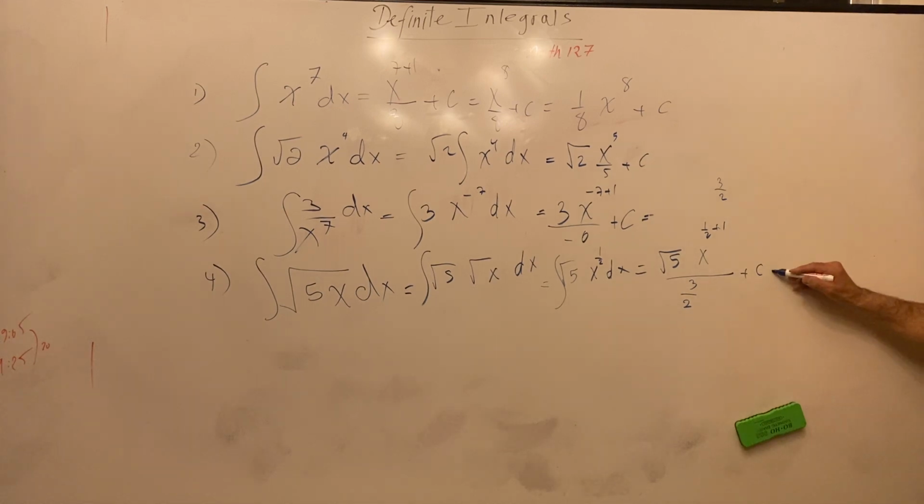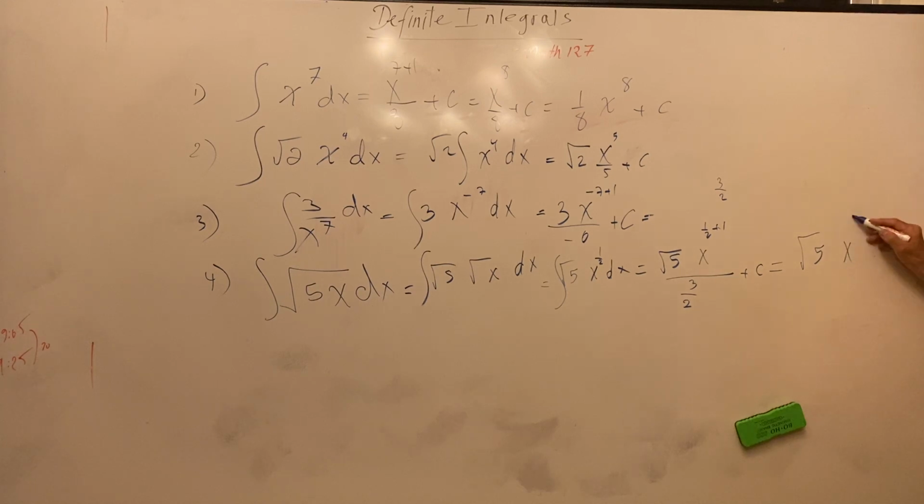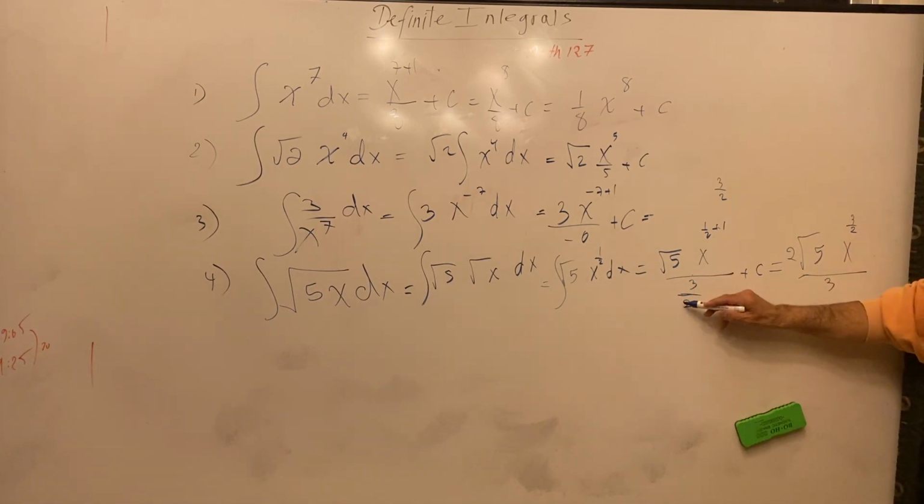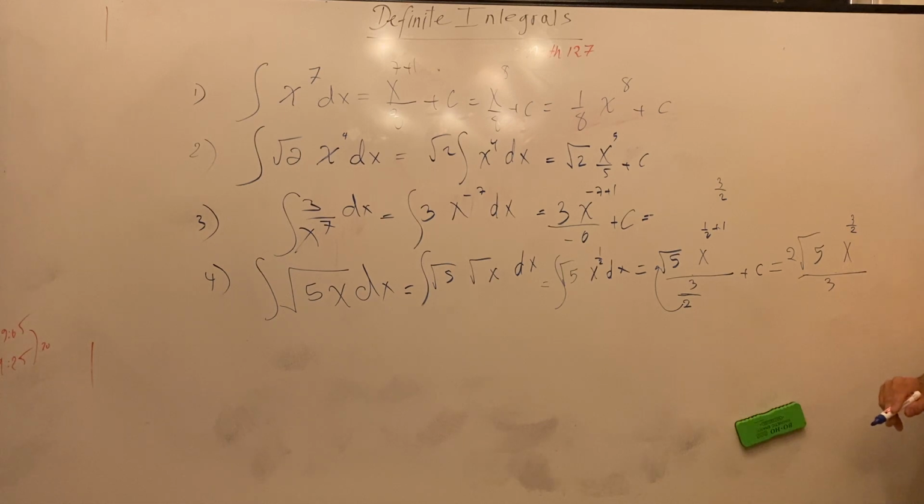So at the end of it, square root of 5, x to the power 3 over 2. And guess what? 3 over 2 under this, it will come here. So that 2, when it's divided and divided, it comes there. Get used to this habit. Don't forget my little c.